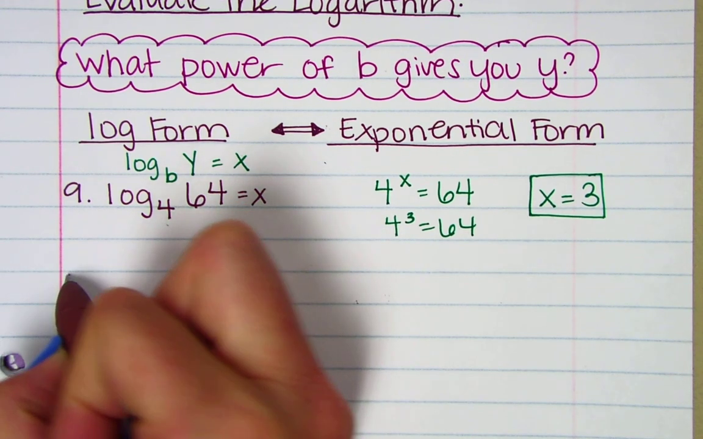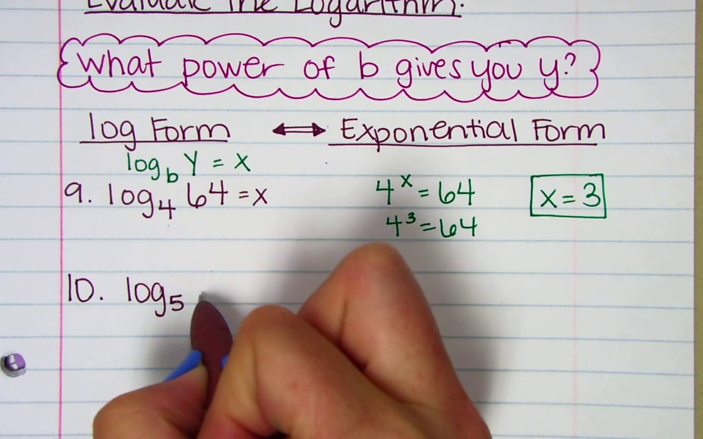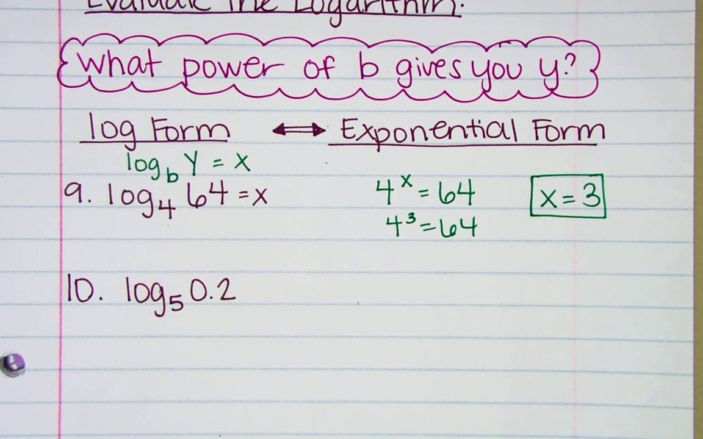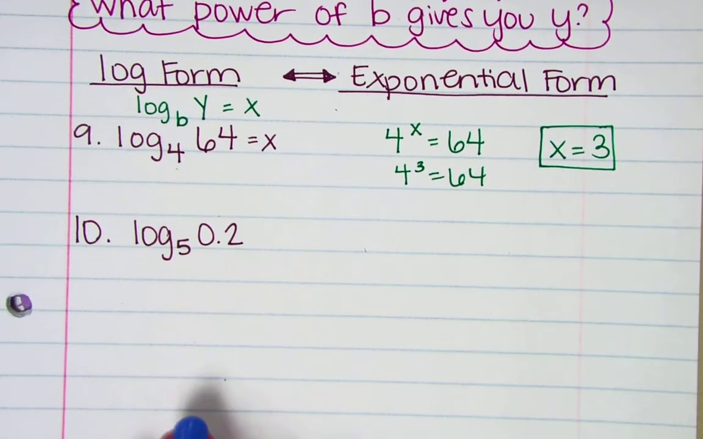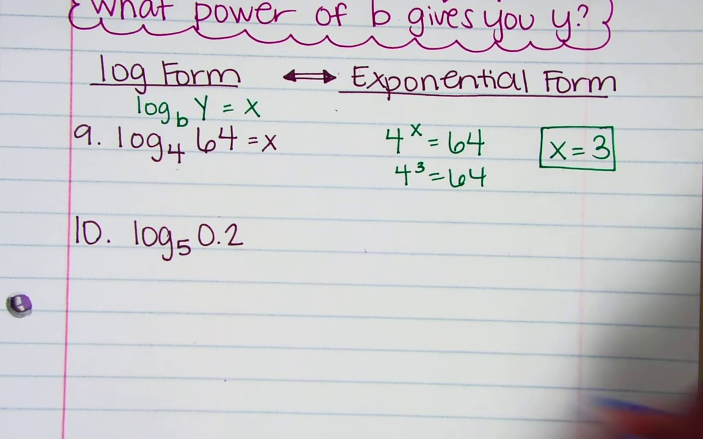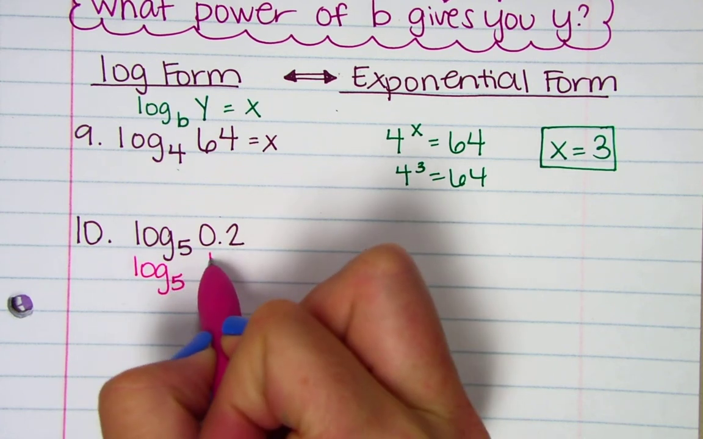Okay, let's see, 10. Log base 5 of 0.2. All right, what did I say about decimals earlier? Turn it into a fraction, okay? Because it's going to be a lot easier to see what you're doing and what numbers are doing to each other if you can see the fraction. So go ahead and turn this into a fraction for me. Okay, log base 5 of 1 over 5.